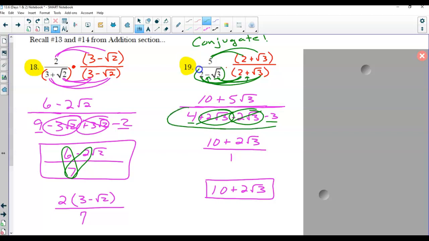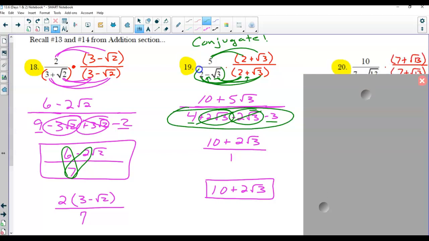Now, all of this is too much for me. I usually don't do that. I'm going to show you what I do. So, when I get to number 20, I'm like, ooh, I have 2 terms down there, so I have to multiply by the conjugate. And what's going to happen is, when I multiply by my conjugate, guys, we know these middle terms there are going to drop out.